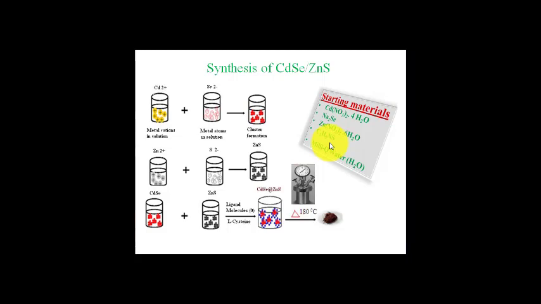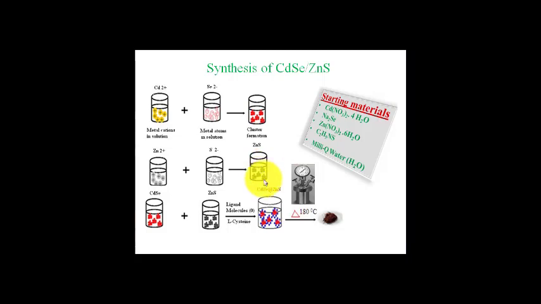So first of all, for the synthesis of cadmium selenide, as just discussed before, we have cadmium and selenide. They are dissolved into a solvent. On the other hand, for the synthesis of zinc sulfide, zinc cations and sulfide ions are dissolved in solvents separately and after that they are mixed. Now we have two solutions, one containing cluster of cadmium selenide and the second containing zinc sulfide clusters. And we want to synthesize cadmium selenide and zinc sulfide, a composite material.